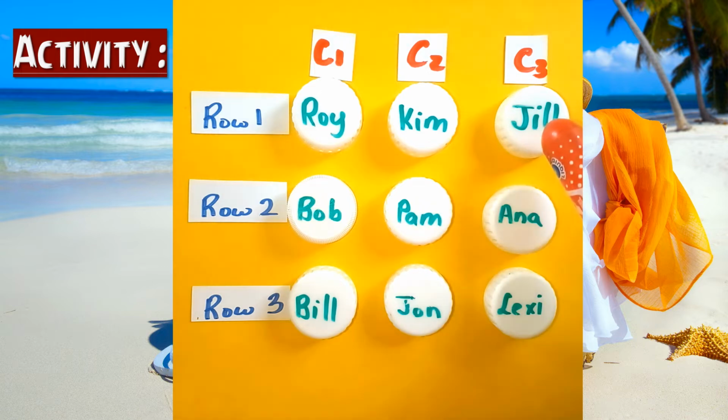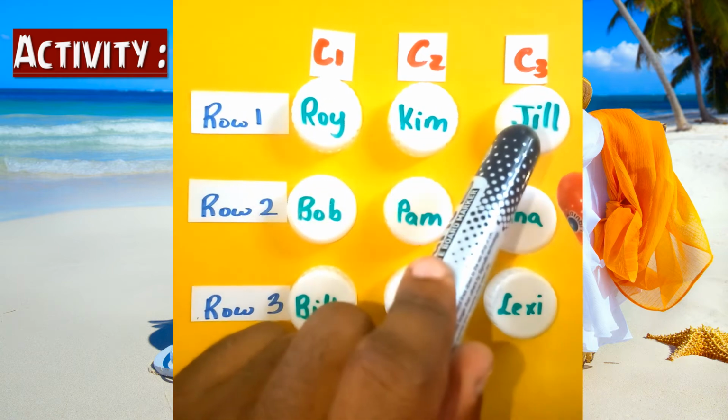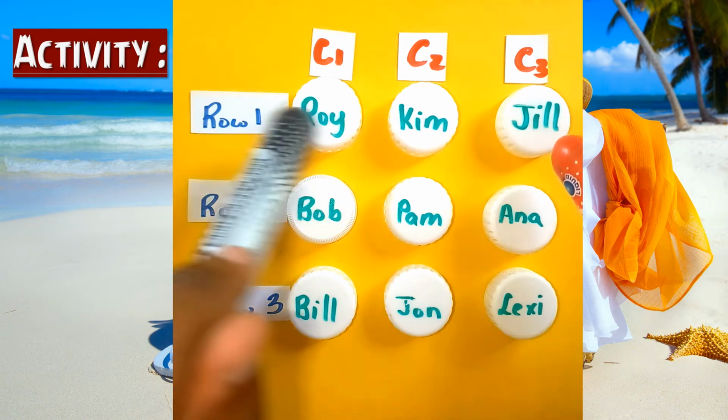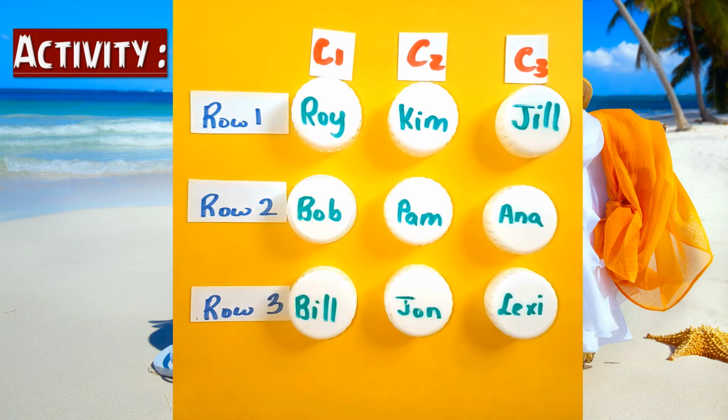So when you look at the row that Jill is in, row 1, and column 3, Jill is the element in row 1, column 3 position. So this is how we refer to the elements inside a matrix. We look at the row number by the column number.